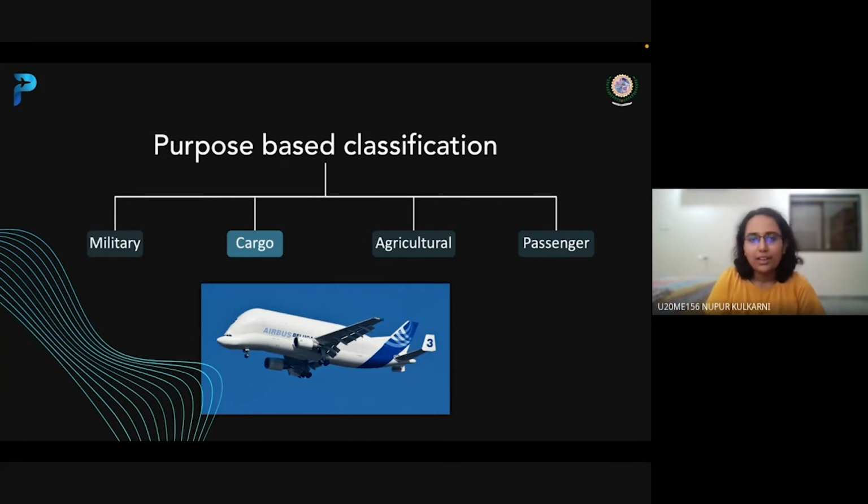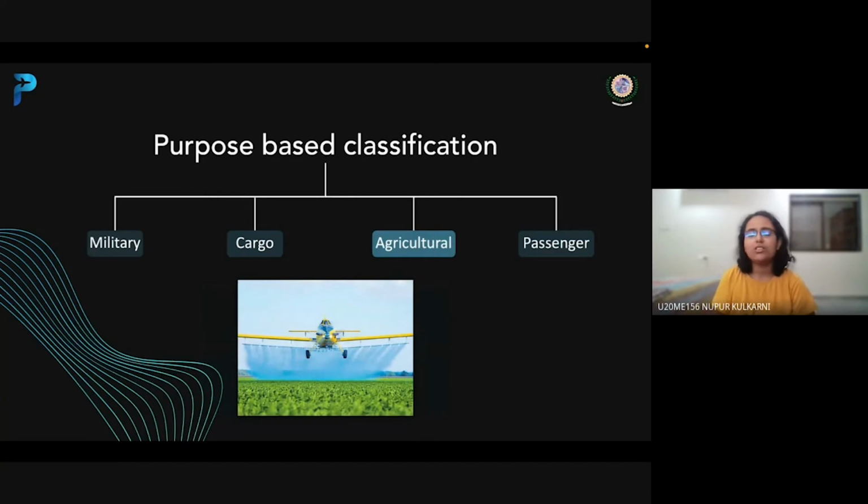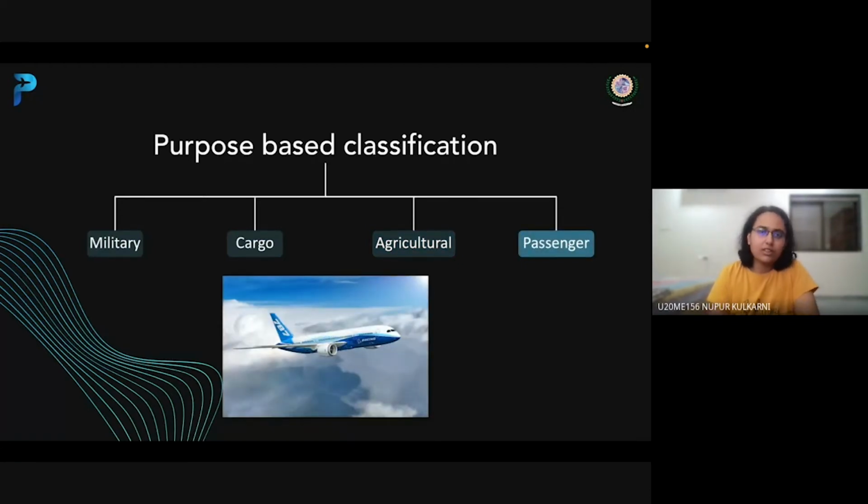Then we have the agricultural type. These are mainly used for spreading pesticides and for doing agricultural surveys. Next, we have passenger aircraft. Passenger aircraft carry passengers; they have a pilot and people on board. The main purpose while designing a passenger aircraft is that it should carry the maximum number of passengers.